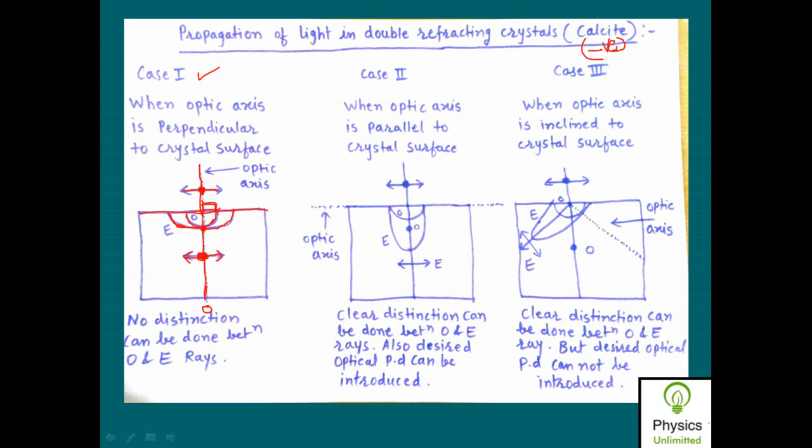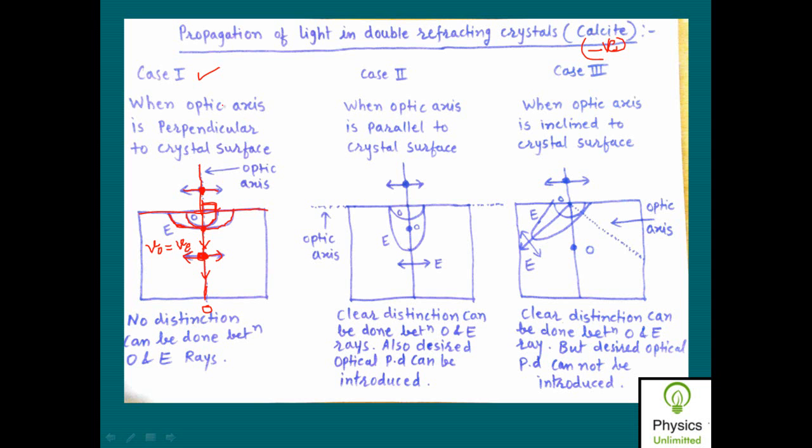Here the wavefronts for ordinary ray and extraordinary ray touch each other along the direction of the optic axis at every point. So here the velocity for ordinary ray is exactly the same as the velocity for extraordinary ray. So if both the rays are traveling in the same direction with the same velocity, can you make the distinction between the two rays?